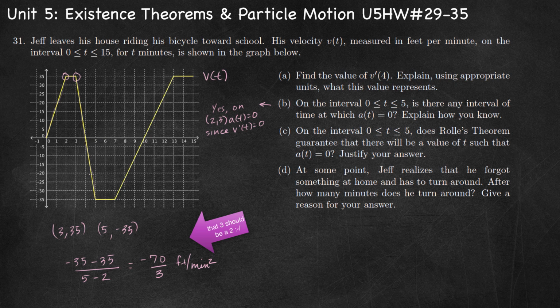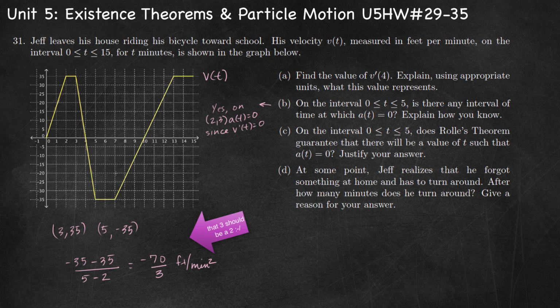It also fails the last condition. At the end points, we'd have to have the same y-coordinate. And at 0, v is 0. At 5, v is negative 35. So we failed 2 out of 3 conditions. We definitely cannot apply Rolle's theorem on the interval from 0 to 5.